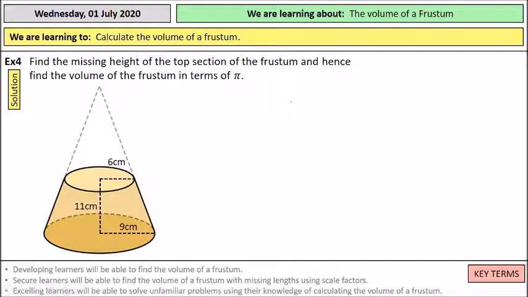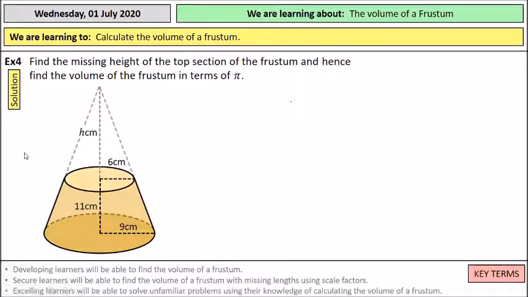Okay, so let's try a much more challenging one together. First of all, I'm finding the missing height of the top section of the frustum, and then hence I need to find the volume. So by the height of the top section, we mean this length here. In maths, if we don't know what something is, what should we call it? Well, we're going to assign a variable to it, a letter, a piece of algebra. Because it's height, let's just call it h.